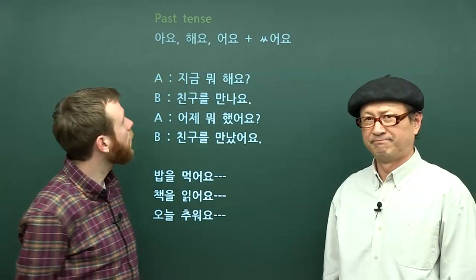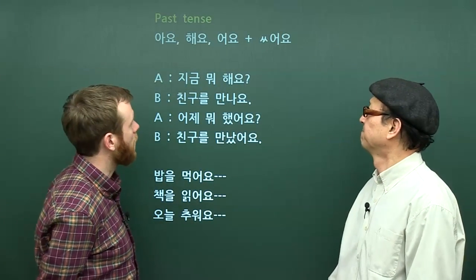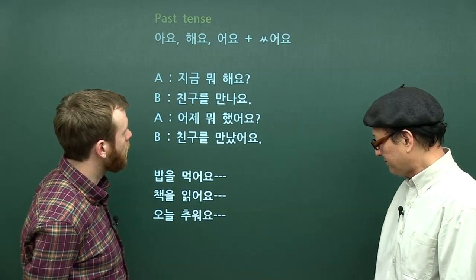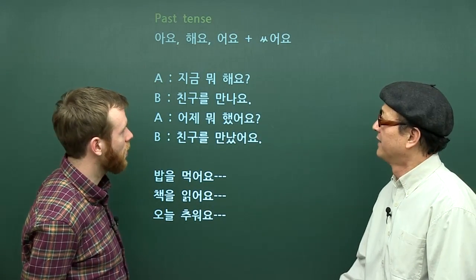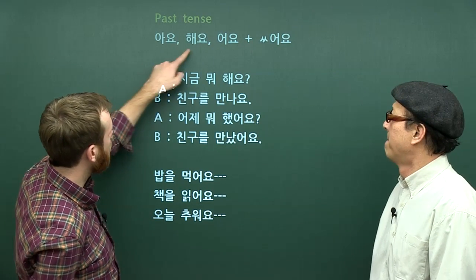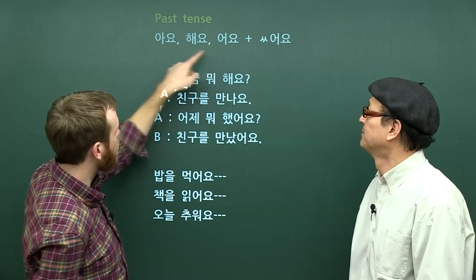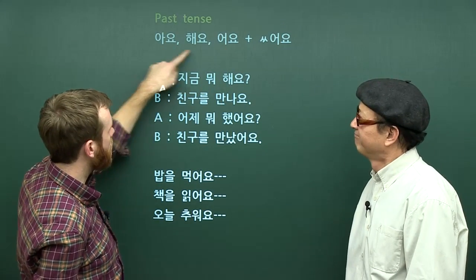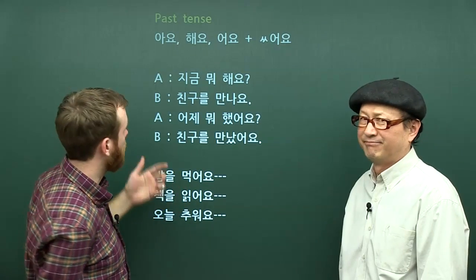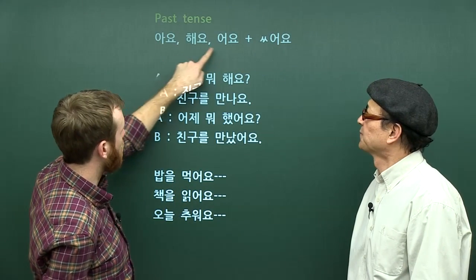Okay, it's time to talk about the past tense in Korean. So, Robert, let's take a look at how to make verbs in the past tense. A very simple rule, right? Right, so we've got ayo, heyo, and oyo. So for our present tense, always the same ending in casual, polite Korean, right? So the ayo, heyo, oyo.